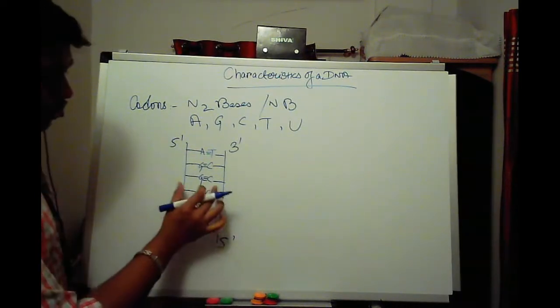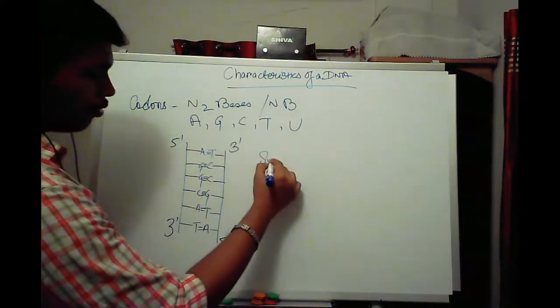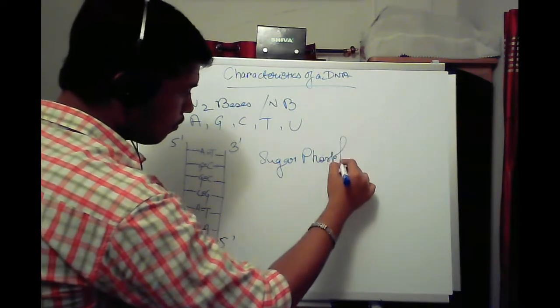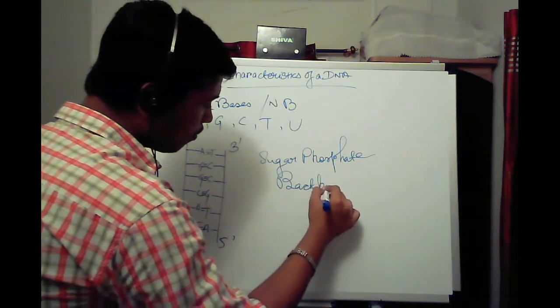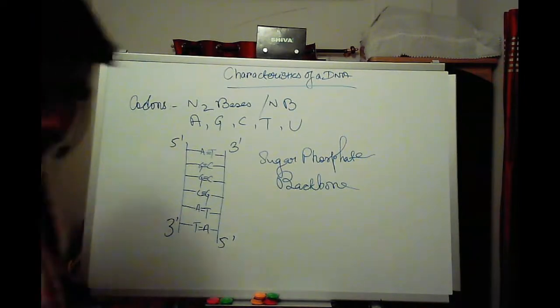Nitrogenous bases are opposite to each other and situated in between the sugar phosphate backbone. If you remember the term, sugar phosphate backbone.